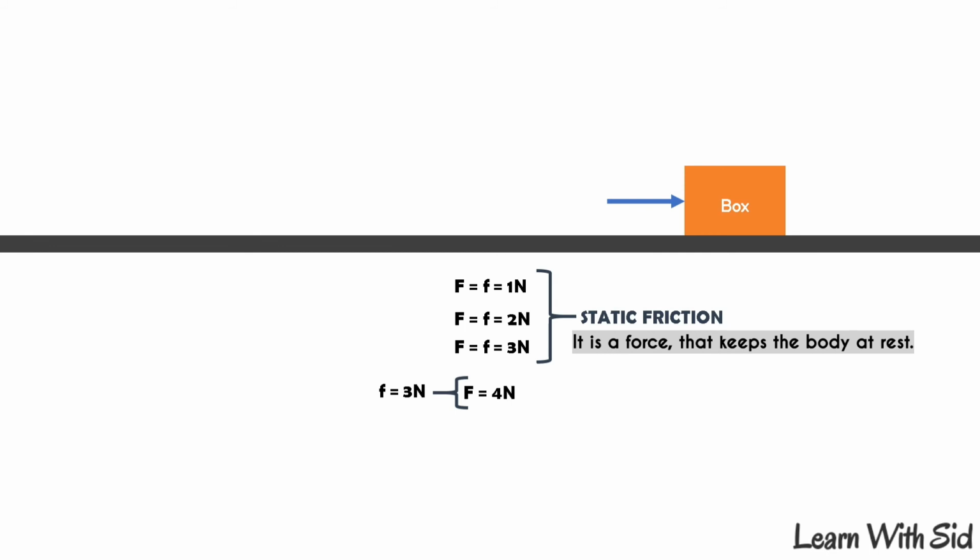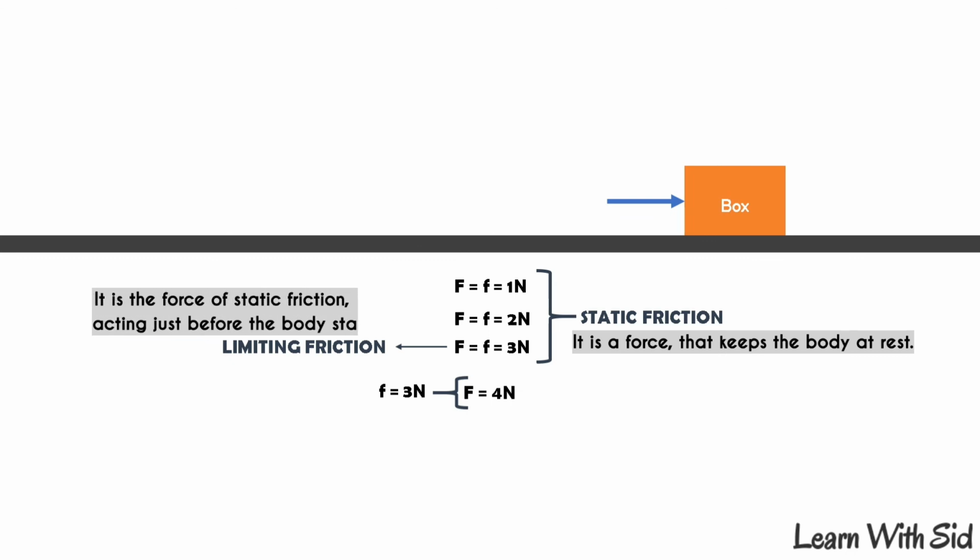And also here we can observe that after 3 Newton, the frictional force is not increasing at all. It means here the maximum friction, or limiting friction, is 3 Newton. And if you apply a force greater than 3 Newton, the body will start moving. That is, we can now define limiting friction as the force of static friction acting just before the body starts moving.